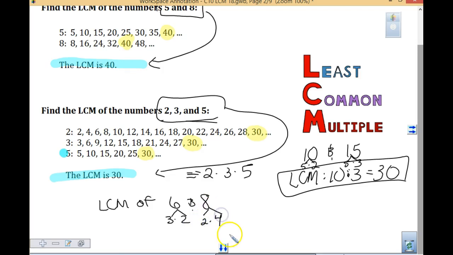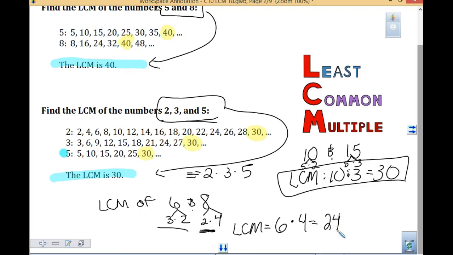2 times 4. So when I think of my least common multiple, I have to have 6 times what's different here. 4. It already has a 2, right? This 2 is the same in both. What's different is that it has a 4. And 6 times 4 gives us 24. That's my least common multiple.